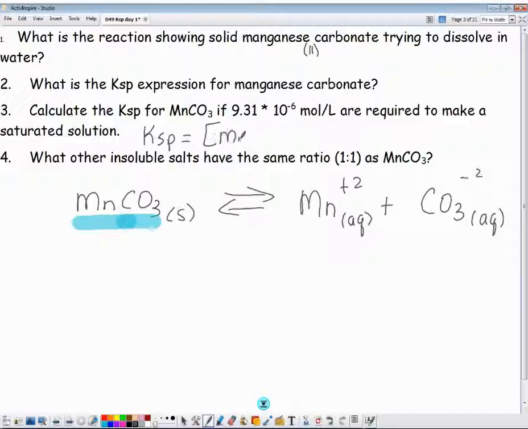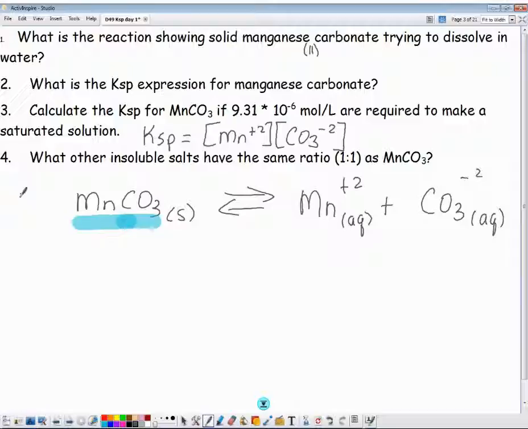So brackets Mn plus 2. Okay. And on the other one, you'd have to put that over 1, but for me, you don't. It's understood to be over 1, and that's all that it is. Ksp is always going to be equal to the concentration of two things multiplied together. They might have powers. In this case, they don't, because the coefficients are both 1s.